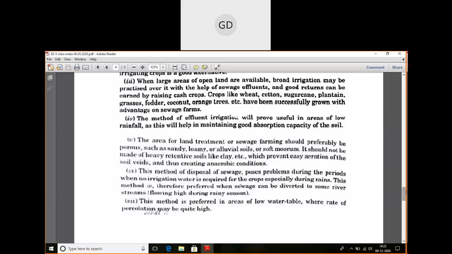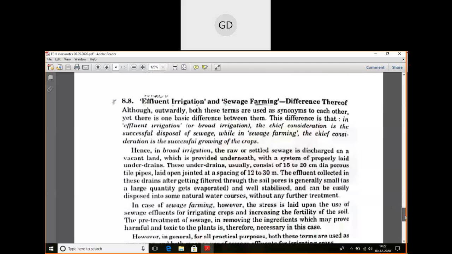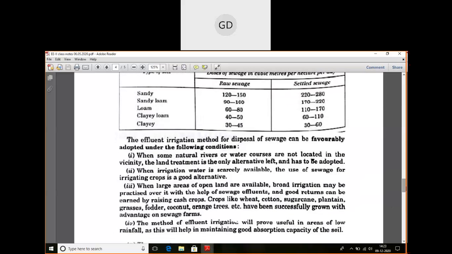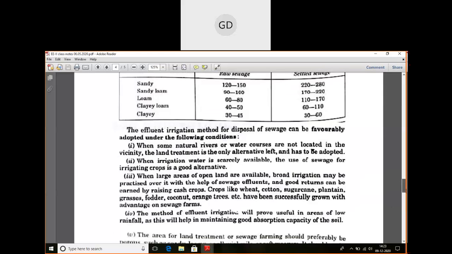And number 8: this method is preferred in areas of low water table where the rate of percolation may be quite high. So this method is preferred in areas where the water table is low and the rate of percolation is very high. These points are the conditions where you can adopt effluent irrigation.